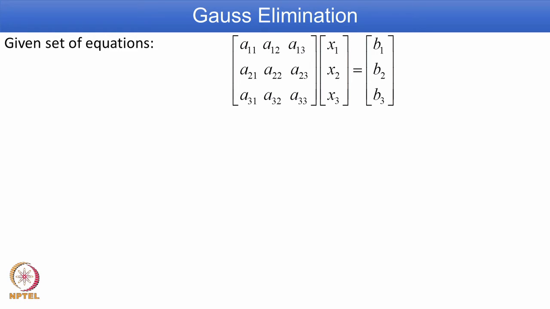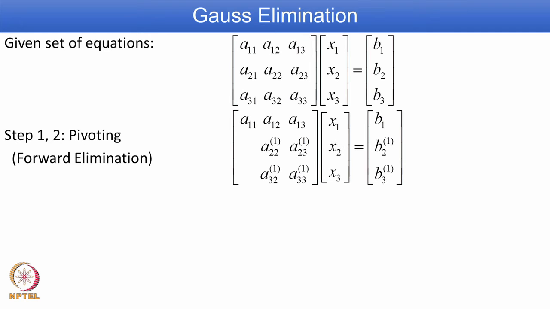We will see the procedure for a 3 by 3 matrix. Here the elements are given, for example A11, A12, A13, and the column vector of unknowns x1, x2, x3. On the right side you have B1, B2, B3. Because you have only a 3 by 3 matrix, there are only 2 steps. Steps 1 and 2 involve pivoting, and this stage is called forward elimination.